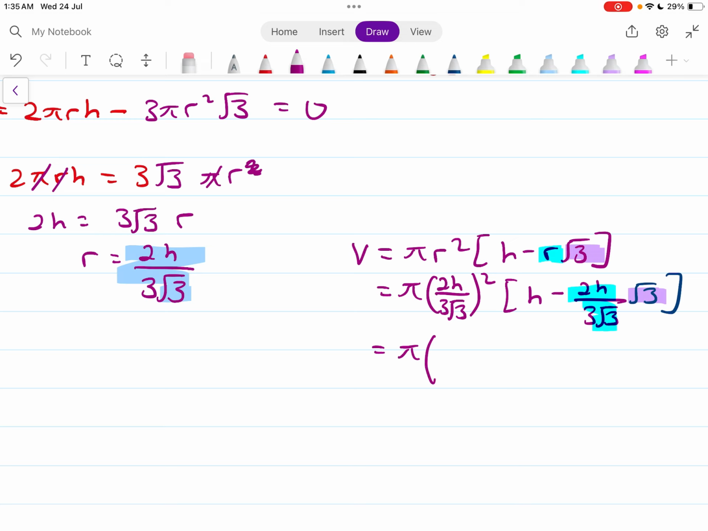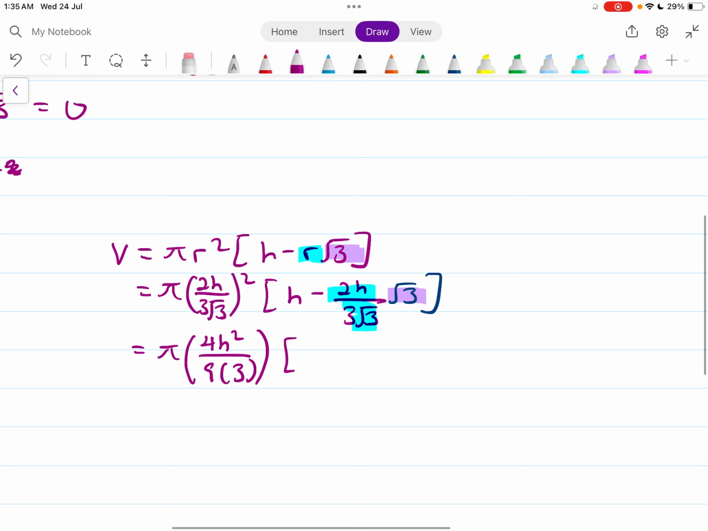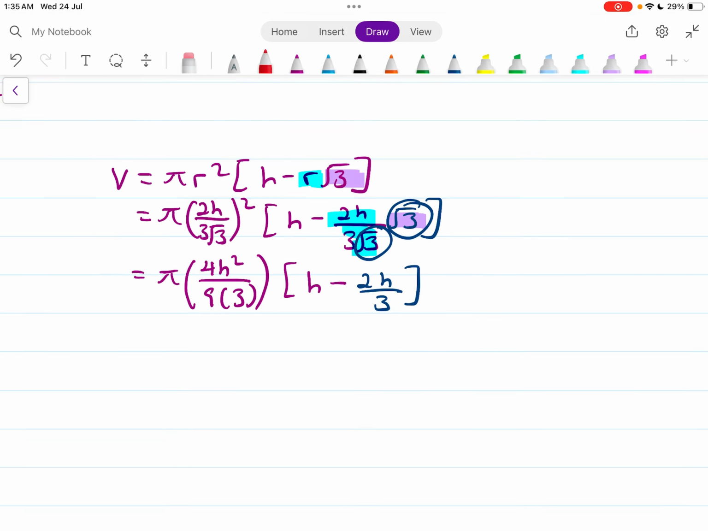So this whole thing right here is 4h square over 9, then 3 bracket. So same thing inside the square bracket, h minus, this thing can cancel already, right? So the square root 3 here and the square root 3 is cancelled, so you'll get 2h over 3, then put a square bracket. Okay, as such, you can do your expansion already. So 4 pi h square over 27, h minus 2h over 3 square bracket, expand inside.